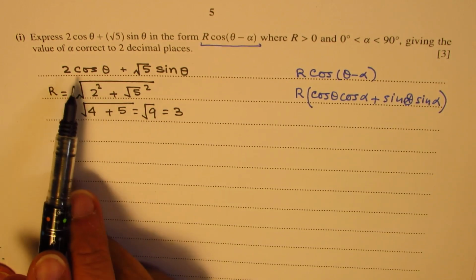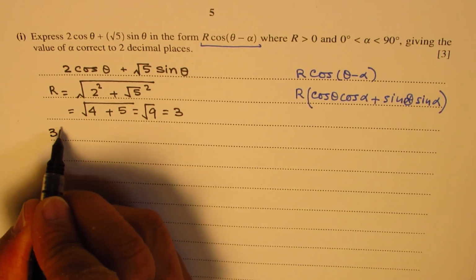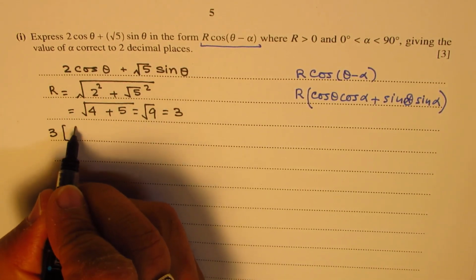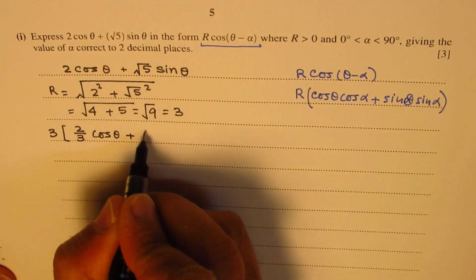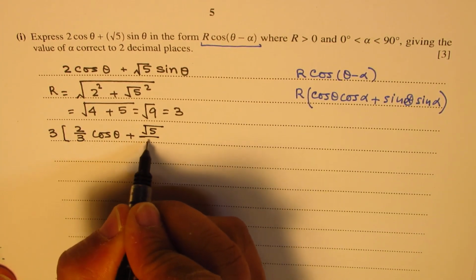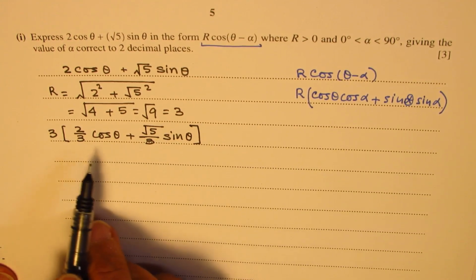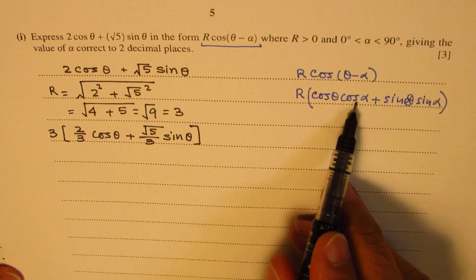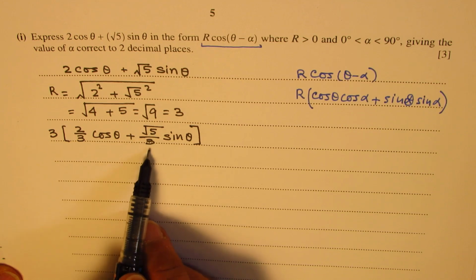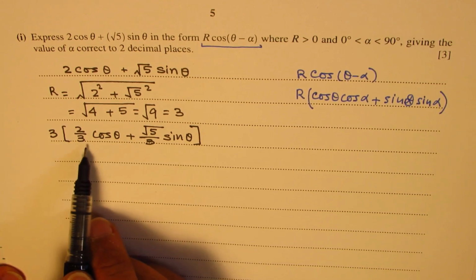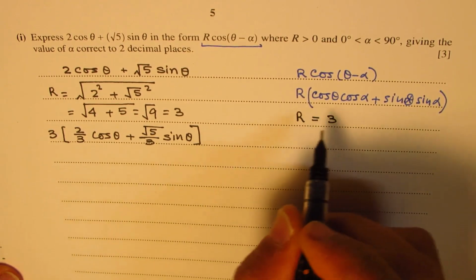Now, if I take 3 common in our expression, then what happens? I could write this as 2 over 3 of cos theta plus square root 5 over 3 of sin theta. Does that make sense to you, right? That really shows that cos alpha and sin alpha could have values 2 over 3 and square root 5 over 3. Perfect. So from here you can correlate that r is equal to 3.